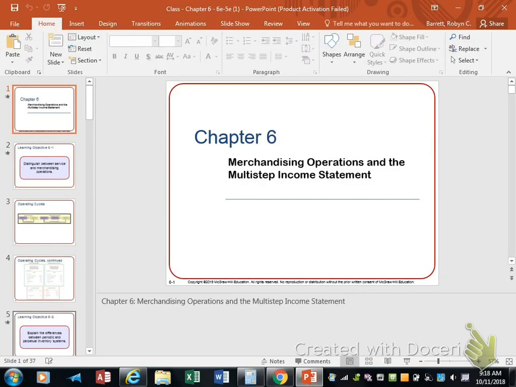Now, the one journal entry I didn't include in this, which I should have, is what if we would have had to pay to get that inventory in?